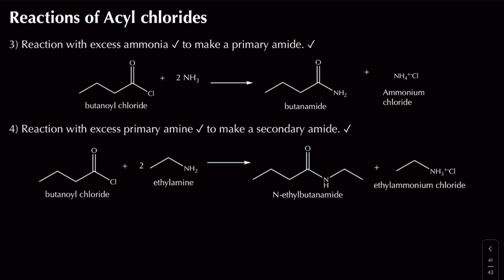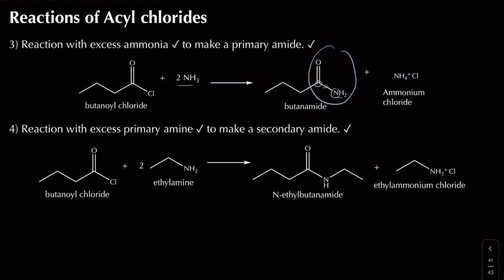Now, the third reaction is if we were to react our acyl chloride. In this case, we've still got butanoyl chloride. If we were to react that with excess ammonia, we would make something called a primary amide, where our amide, in this case, is going to be all of this bunch over here. We've got an NH2 directly bonded to a carbon that's also directly bonded to an oxygen with a double bond as well. Now, this is classed as a primary amide because the nitrogen is going to be attached to one carbon atom.